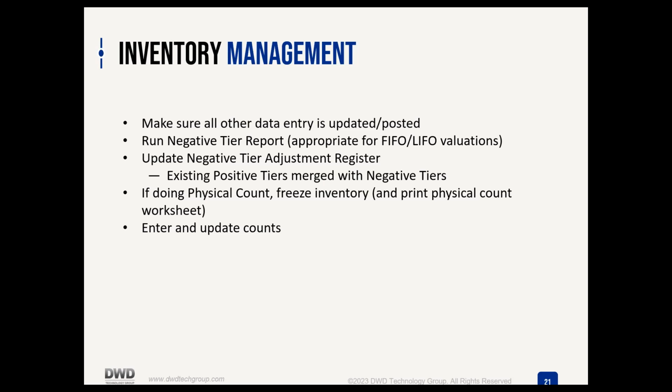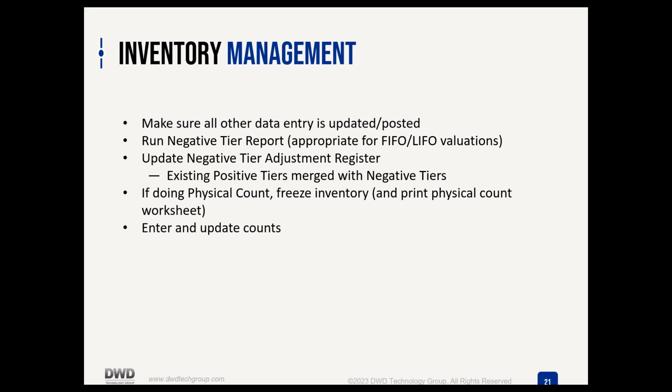So as we're doing our closings, we want to run that negative tier report. We want to run the negative tier adjustment register. If we're doing physical counts, some people do that once a year. Some people do that 12 times a year. Some people might.